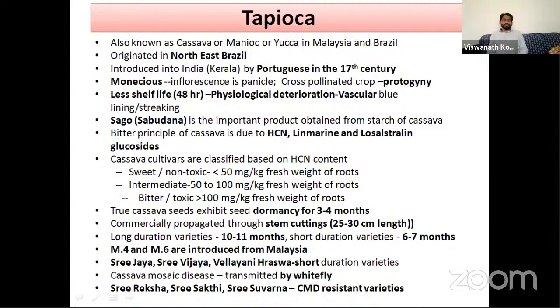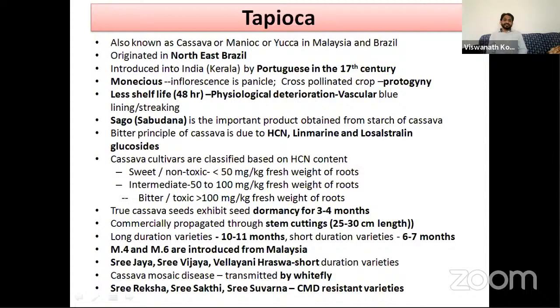There are two varieties, M4 and M6, in tapioca, that were introduced from Malaysia. The examples of short duration tapioca varieties are Sri Jaya, Sri Vijaya, and Vellayani Hraswa. Cassava mosaic disease is a very important disease in tapioca. It's a very big problem in cassava. It is transmitted by the whitefly. Three cassava mosaic disease resistant varieties were released by CTCRI. They are Sri Raksha, Sri Shakti, and Sri Suvarna.